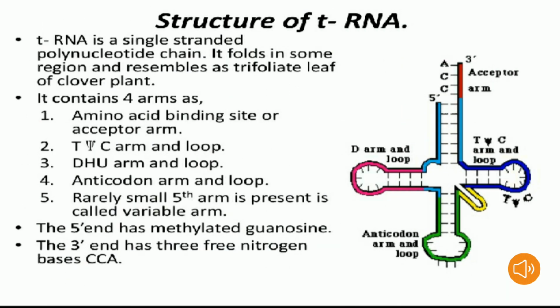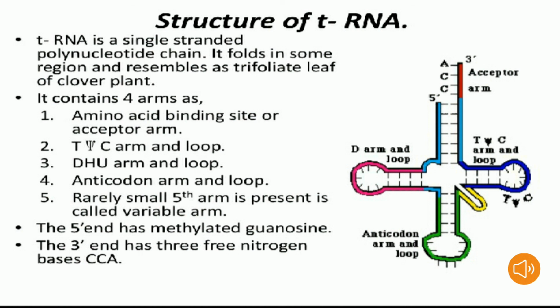Structure of transfer RNA. Transfer RNA is a single-stranded polynucleotide chain. Polynucleotide means a number of nucleotides are present, so we call it a polynucleotide chain. It folds in some regions. It means the transfer RNA folds in some regions and resembles the trifoliate leaf of a clover plant. The transfer RNA contains four arms.